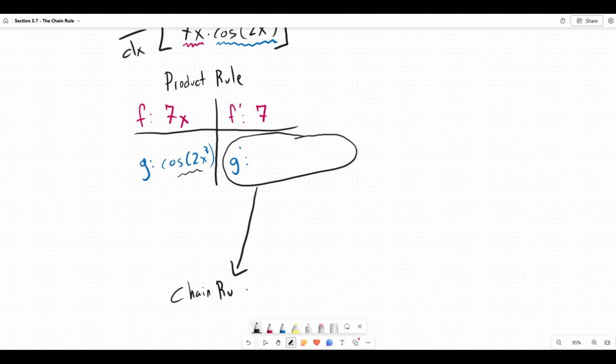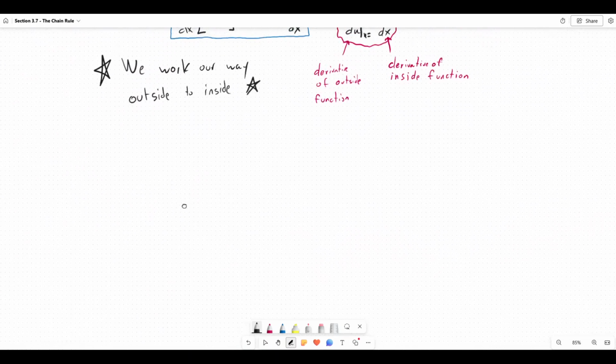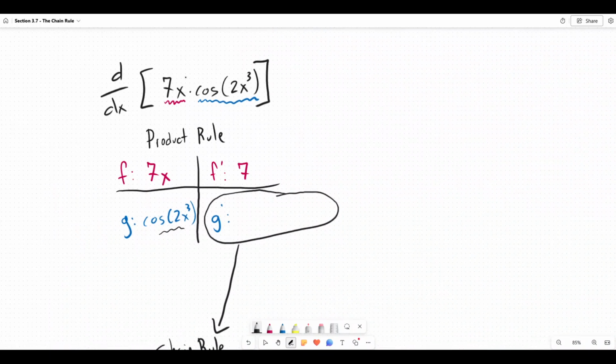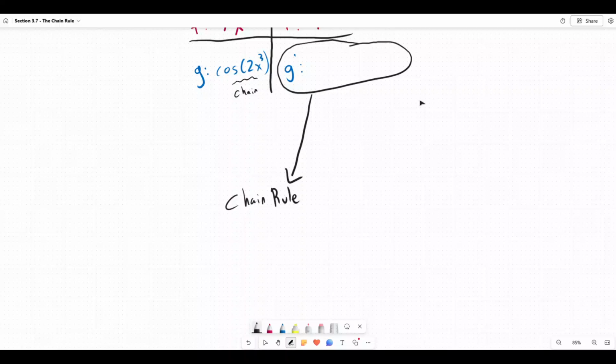So again, the process of finding derivatives is about breaking them down into smaller pieces. And as a guiding principle, I want to remind ourselves, we work our way outside to inside. The outermost thing that's happening between these two functions is multiplication. That's why I start with the product rule. Now, upon going inside, I discover a chain rule, which I'll deal with right here in blue.